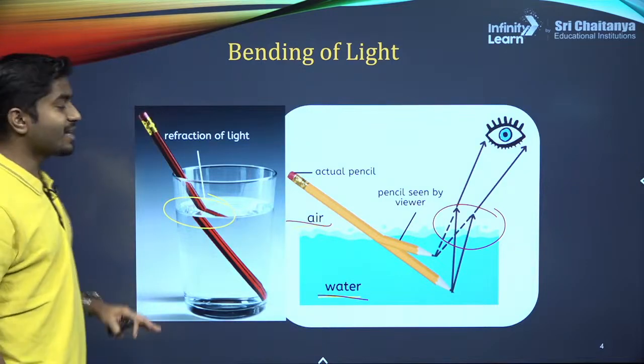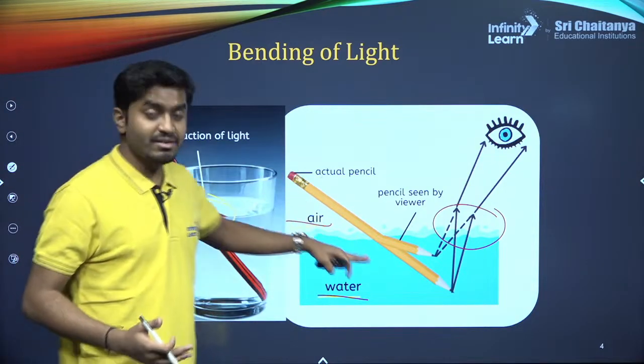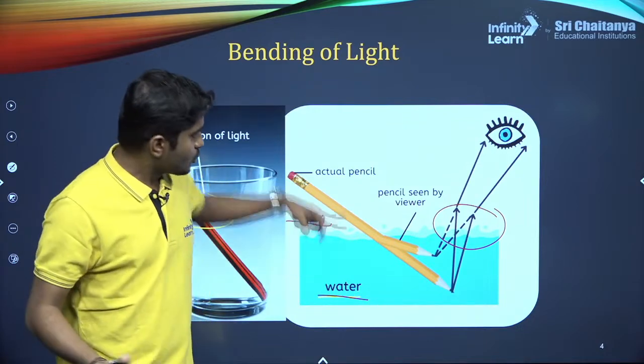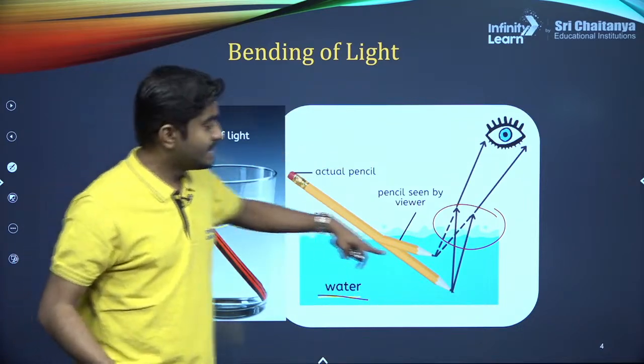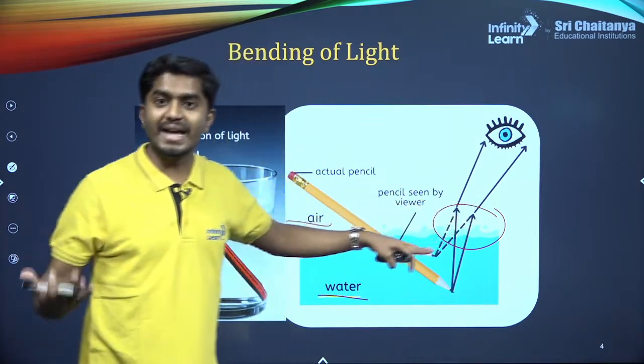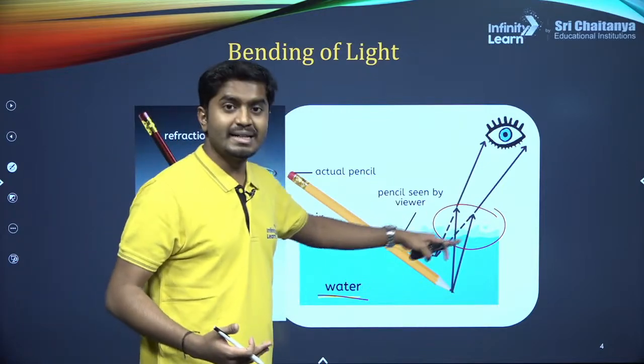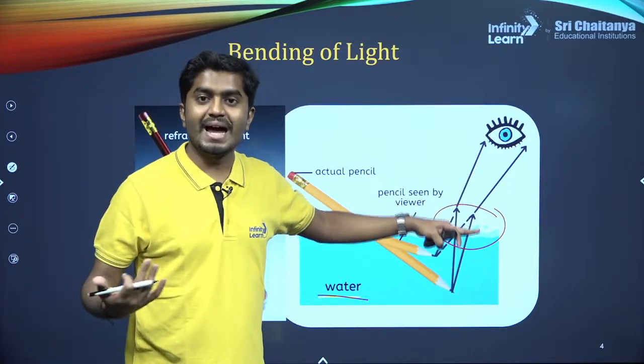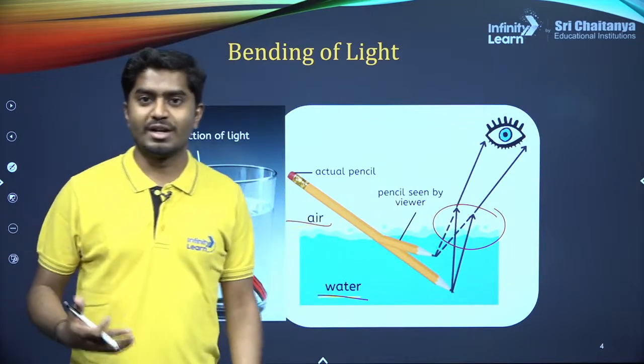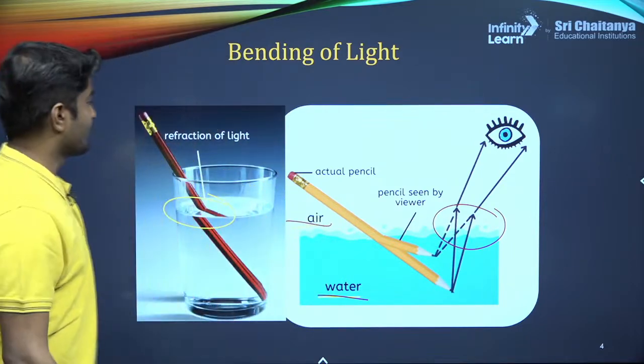So understood what is the refraction of light? When the light travels from one transparent medium to another transparent medium, near the boundary or near the edge, it appears that the light rays bend, and this bending of light is called as refraction of light.